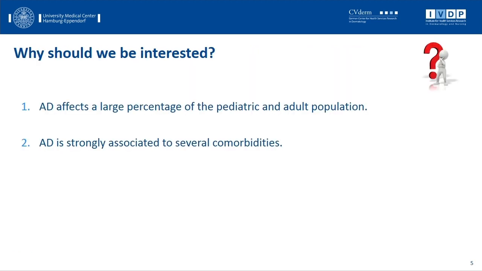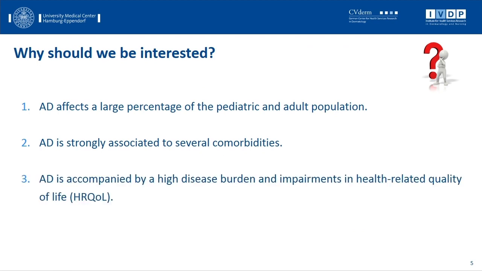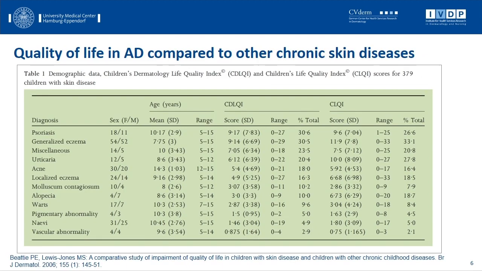The third point why we should be interested in this issue is that atopic dermatitis is accompanied by a high disease burden and impairments in health-related quality of life. Using, for example, the Children's Dermatology Life Quality Index in children between 5 and 16 years old, it was found that psoriasis and generalized eczema, here meant as a generalized atopic dermatitis, caused the highest impairments in health-related quality of life, followed by urticaria and acne.